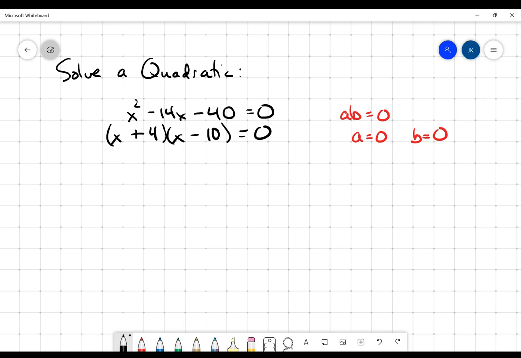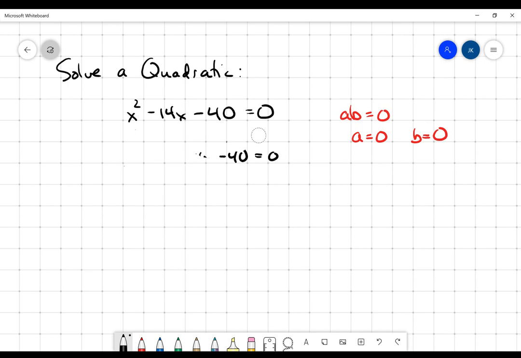But if I try this and expand this out now, I'm going to get x squared minus 10x plus 4x minus 40. I've got the minus 40, but that becomes negative 6x, which is not what the original expression was. So that actually doesn't work. So it turns out that factoring in this case isn't going to work.